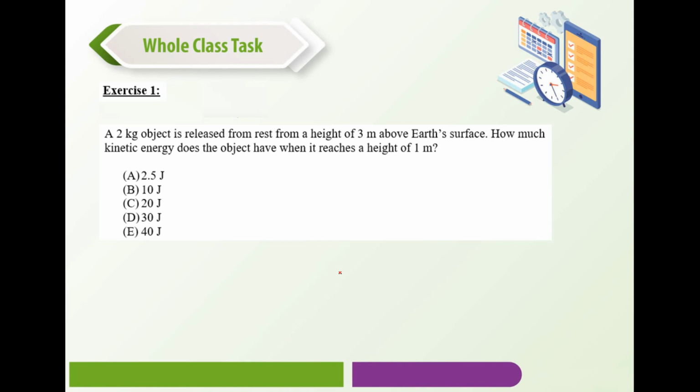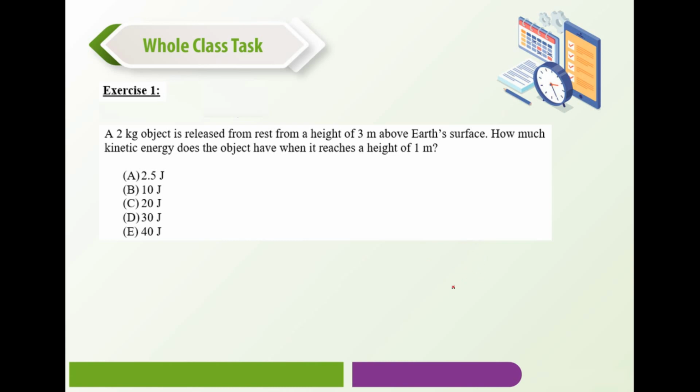Exercise 1: a 2 kg object is released from rest from a height of 3 meters above Earth's surface. How much kinetic energy does the object have when it reaches a height of 1 meter? Now at this point, we can solve the exercise in several ways. One way to do that is using conservation of energy, for example.